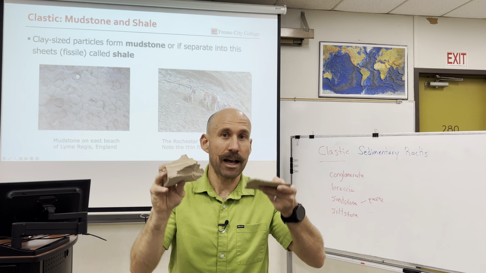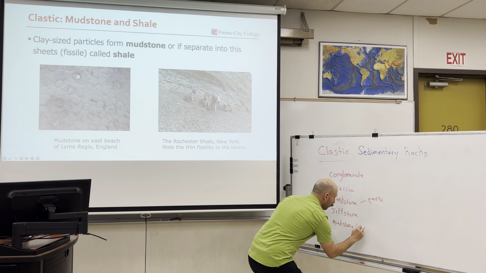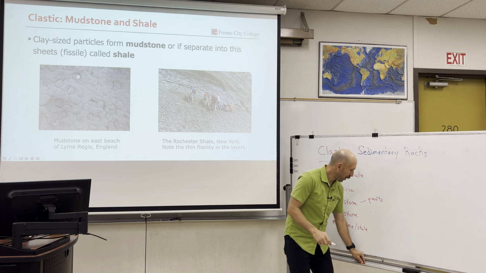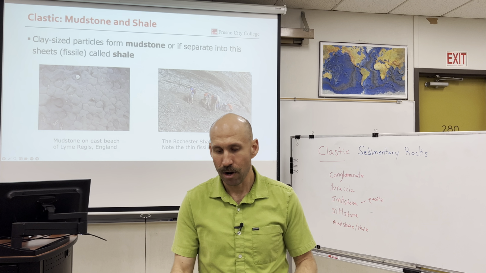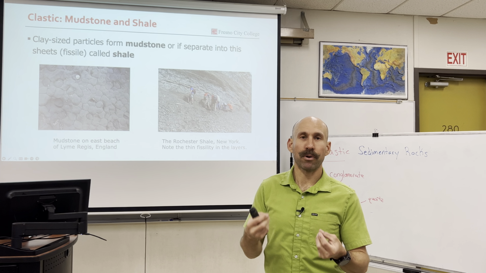So these will round out mudstone and shale. This will round out our clastic sedimentary rocks, rocks that are composed of the broken down pieces of previous rocks that were then lithified together and are identified on the basis of grain size, rounding, and sorting. We have conglomerate, breccia, sandstone, siltstone, mudstone, and shale.